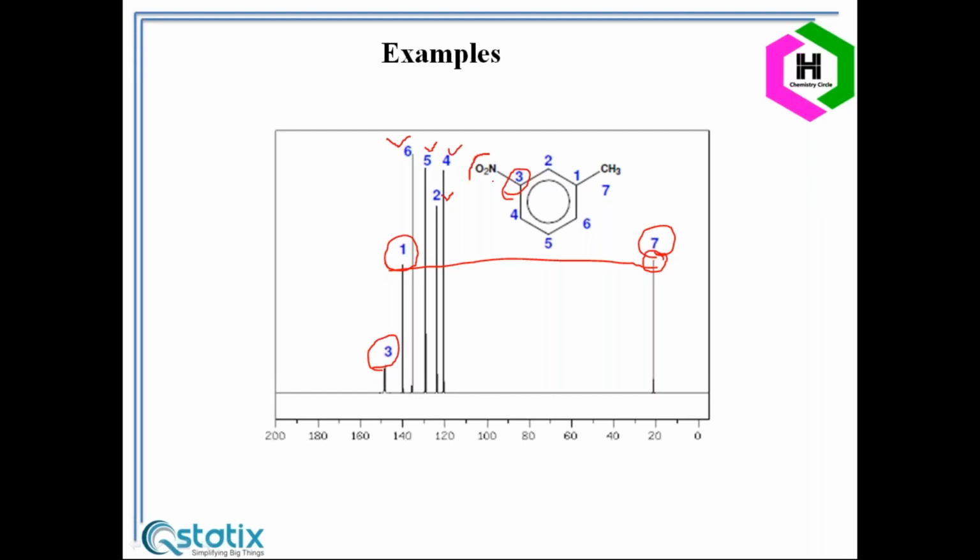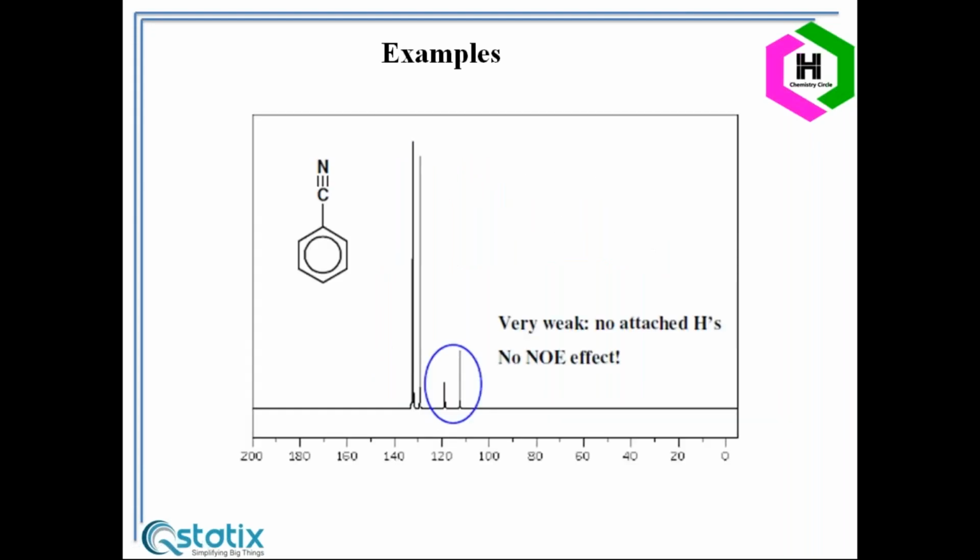So these types of examples you can also see. Here it is very weak, with no attached hydrogen, so no NOE effect. Other signals are increasing more, but the ipso carbon is there. So this ipso carbon is not going to increase its intensity as much.